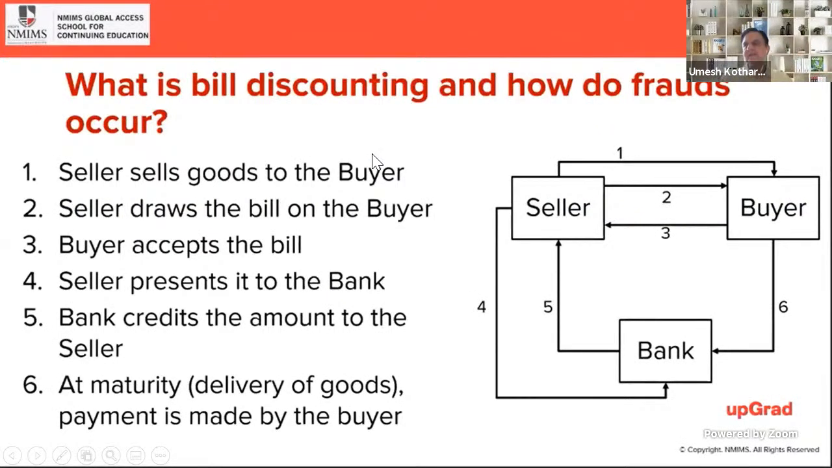So what is bill discounting? Also called a letter of guarantee or letter of credit, given between the buyer and the seller, but given by the bank. So how does this usually work? You have obviously the seller selling goods to the buyer, and that is part one. When the seller is selling the goods to the buyer, they also draw a bill on the buyer as an invoice saying this is what you have to pay. The buyer signs off saying yes, we accept to pay, and that is then presented by the seller to the bank. The bank will credit the amount to the seller. So the bank acts as a letter of guarantee, or the bank acts as a guarantor on behalf of the buyer and meets the requirement to the seller. When the goods are delivered, the payment is made by the buyer to the bank. Okay. So this is how the bill discounting process works in a bank.